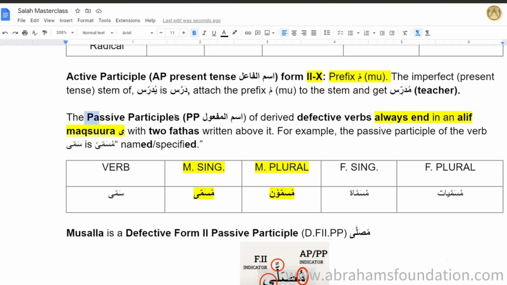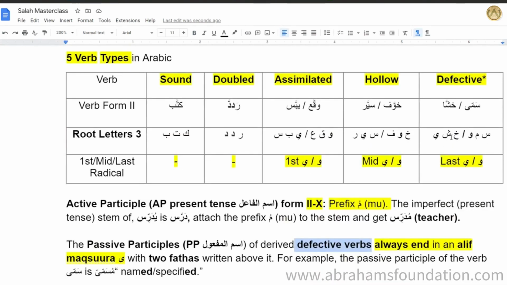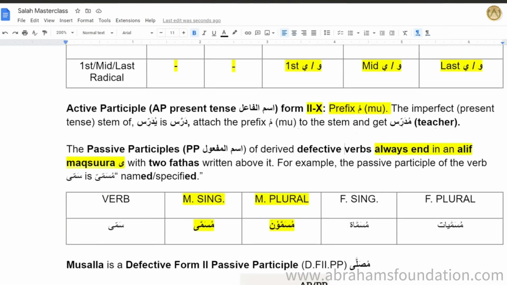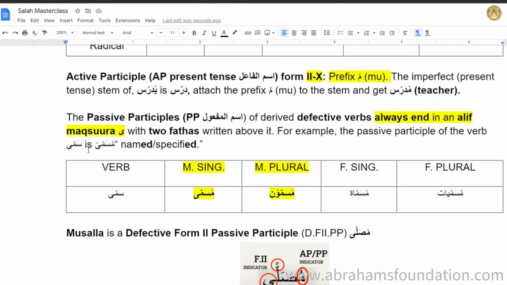So that's why you see here the passive participles of derived defective verbs. So now when I say defective verbs, you guys know what it means. It means waw or ya at the end. They always end in an alif maqsura. This is a rule. And the example is musamma, the famous ajalin musamma. You're going to always see that this means it was a specified ajal, a specified term. It's a named term, and so on. It has the past tense.